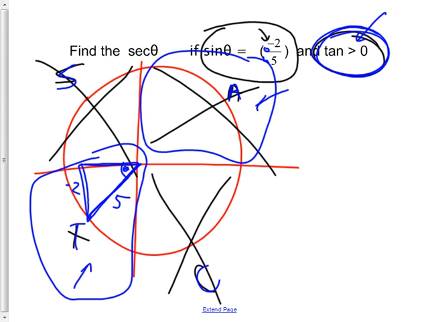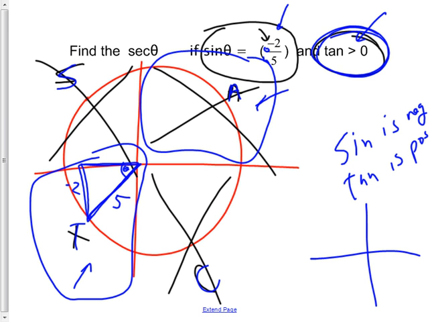How about if I'd have said this at the beginning? Sine is negative. Get it? Because it's got a negative in there. And tangent is positive. Which quadrant am I in? Well, you could say, okay, sine is negative means it can't be there, it can't be there. Tangent is positive means it has to be right there then. That's how I knew. Okay? All right.